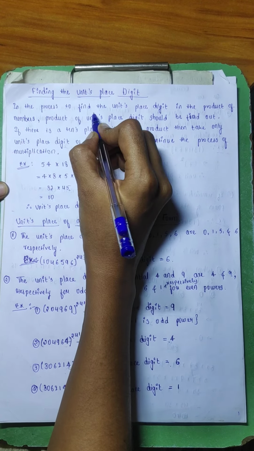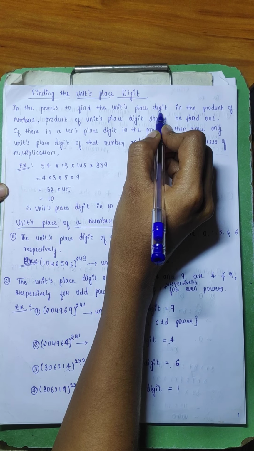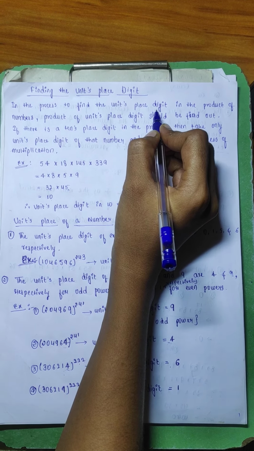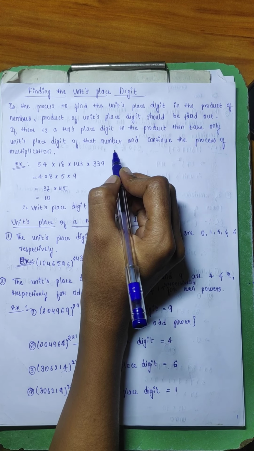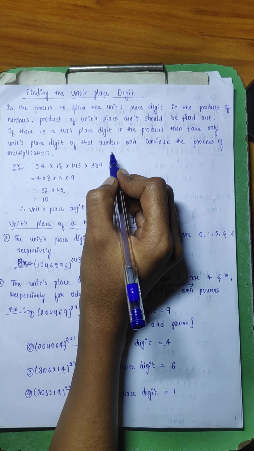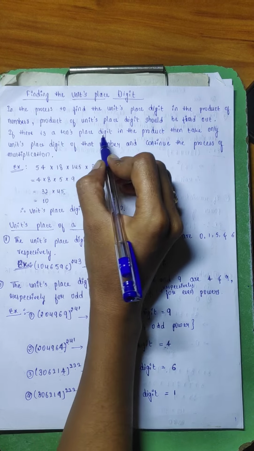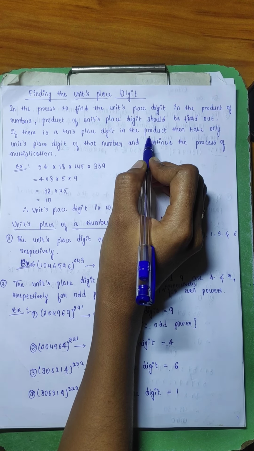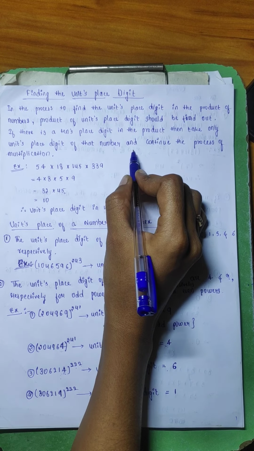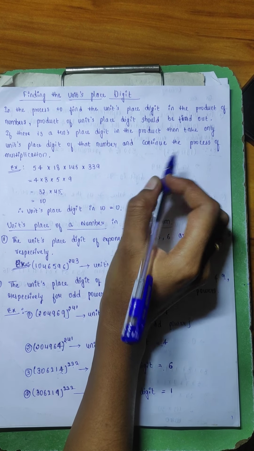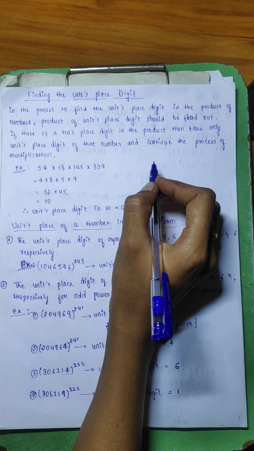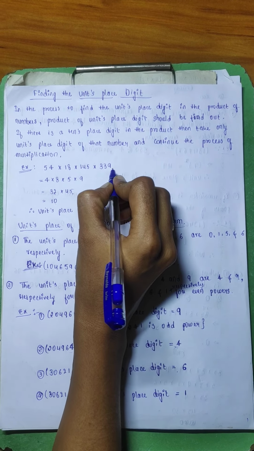In the process to find the units place digit, if the product of numbers is given, the product of the units place digits should be found out. If there is a tens place digit in the product, then take only the units place digit of that number and continue the process of multiplication. Let's understand this by taking an example.